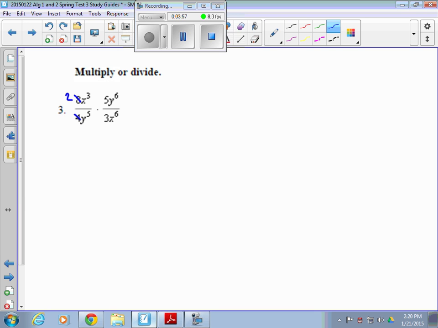We can do the same thing with our x's. We can cancel those out. X to the 3rd will cancel out, and it's going to cancel out x to the 6th. It'll leave us with x to the 3rd right there.